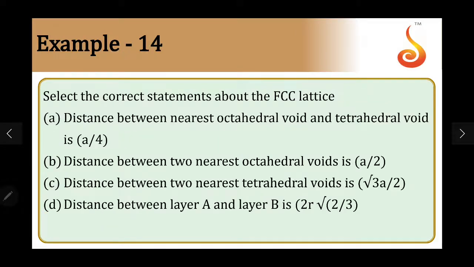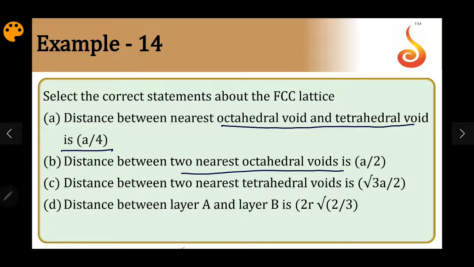Example 14. Select the correct statements about the FCC lattice. The distance between the nearest octahedral voids and tetrahedral voids is a by 4. So we'll work that out first. Two nearest octahedral voids, two nearest tetrahedral voids, and layer A and layer B. Which of the following are correct statements?